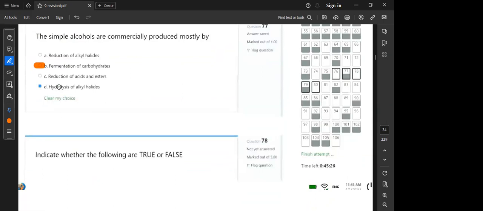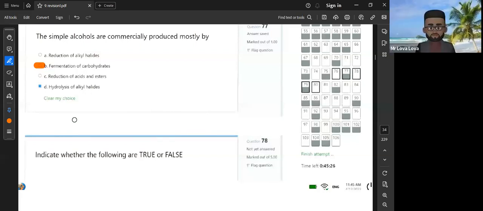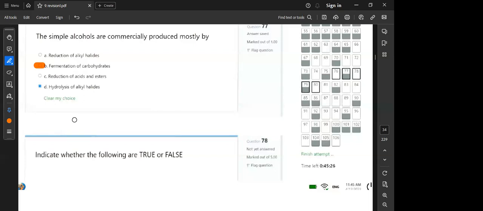Are we all in agreement for fermentation? I am. Now you have a different answer. No, I agree. Okay.